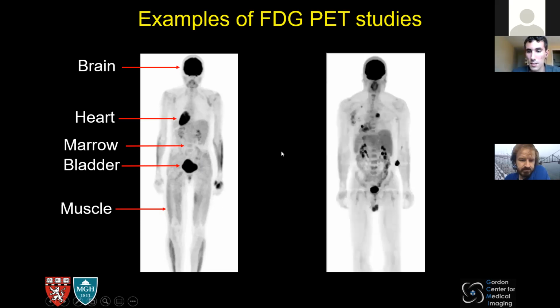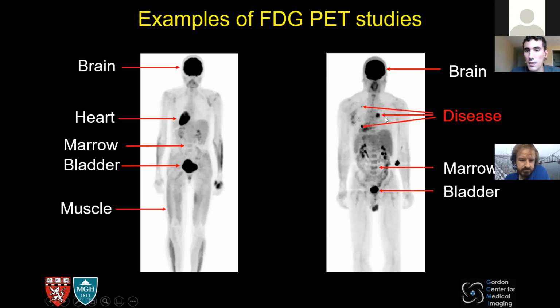And on the right, this is another one. For another patient, you can see again the major organs such as the brain, the bone marrow, the bladder. But what you can also see in this picture are those areas.